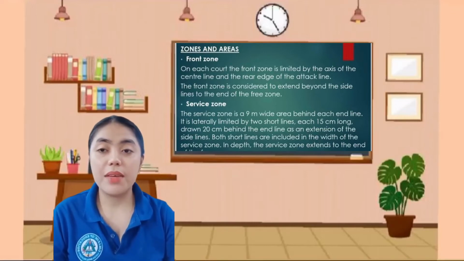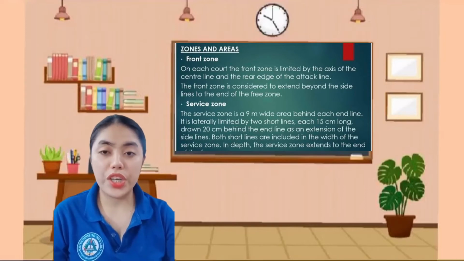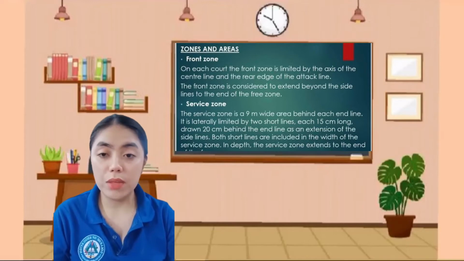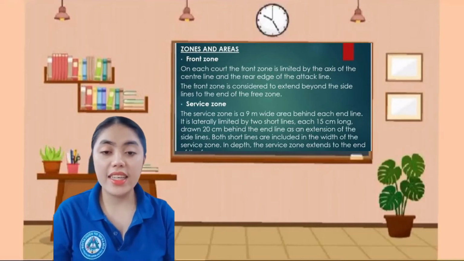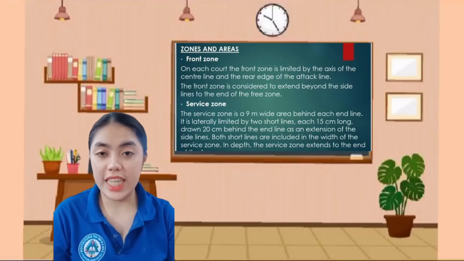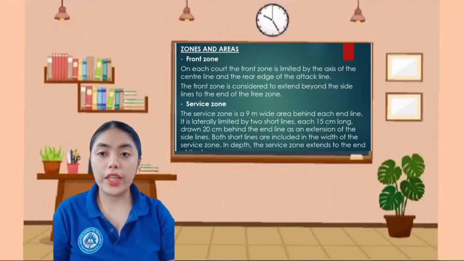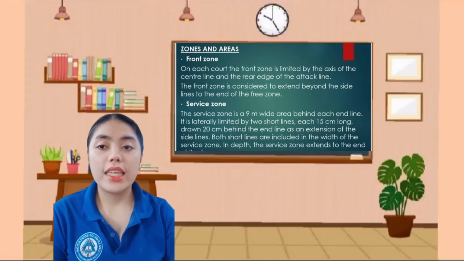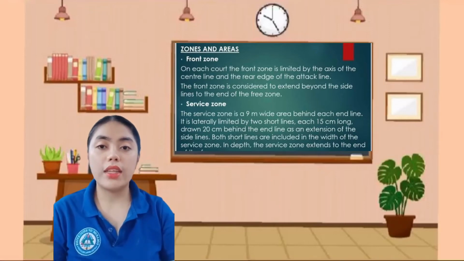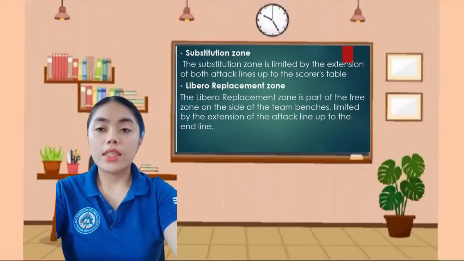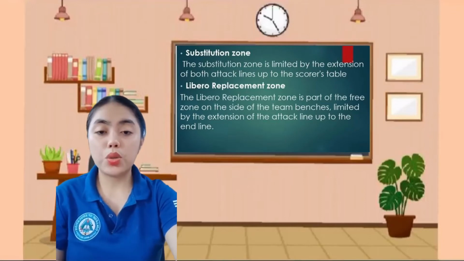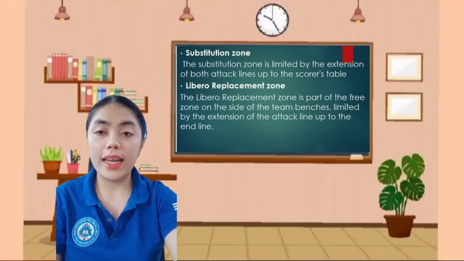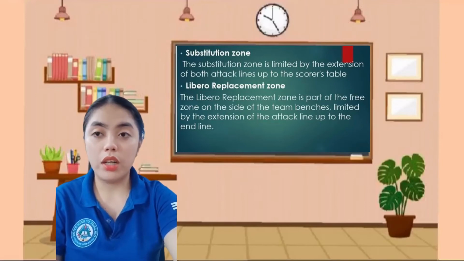It is laterally limited by 2 short lines, each 15 cm long, drawn 20 cm behind the end line as an extension of the sidelines. Both short lines are included in the width of the service zone. In depth, the service zone extends to the end of the free zone. Substitution zone. The substitution zone is limited by the extension of both attack lines up to the scorer's table.